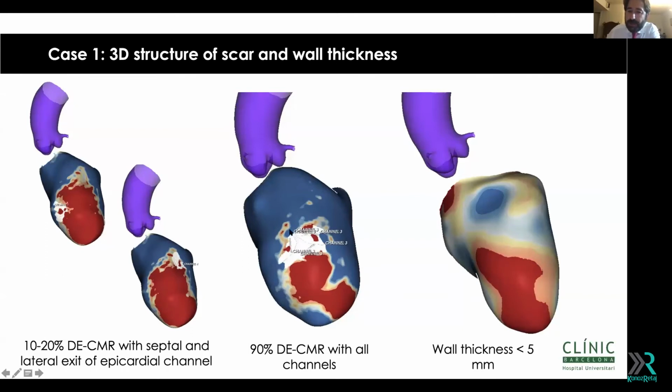You can see the epi with the channels here, and you can see that this area is not a very thick area. So because this was an old patient, and because we knew that this area was very thin, we decided to start with an endocardial approach, despite the substrate being epi, because we combined the MRI scar map and the MRI wall thickness map.